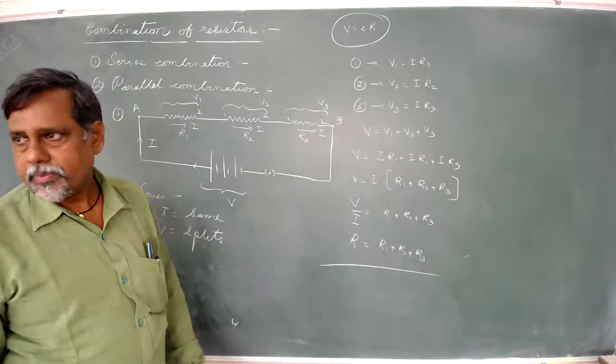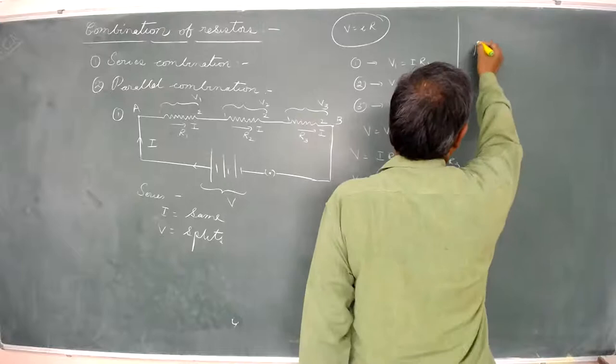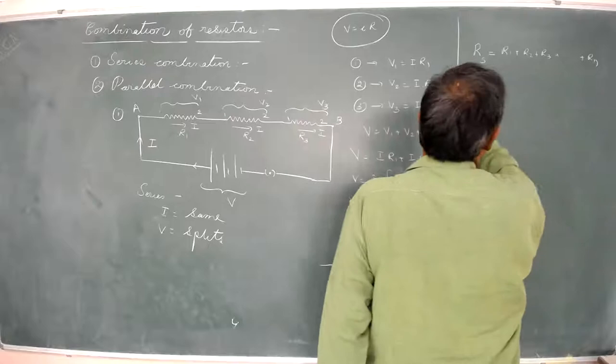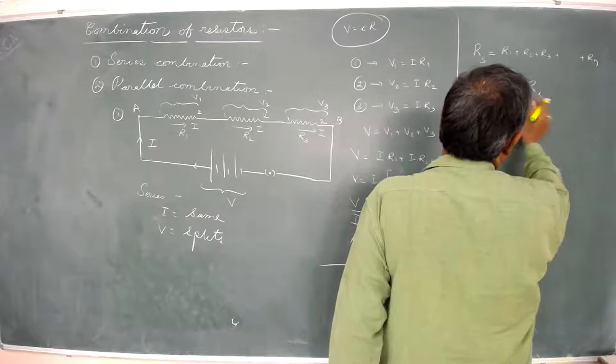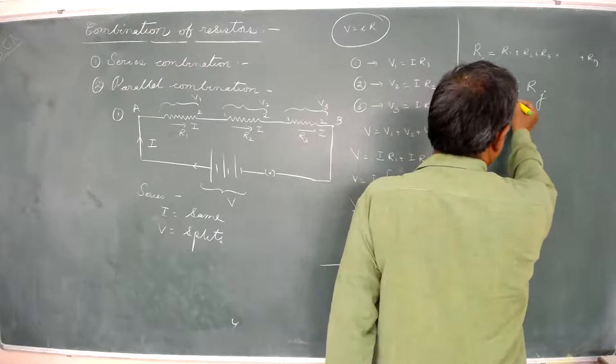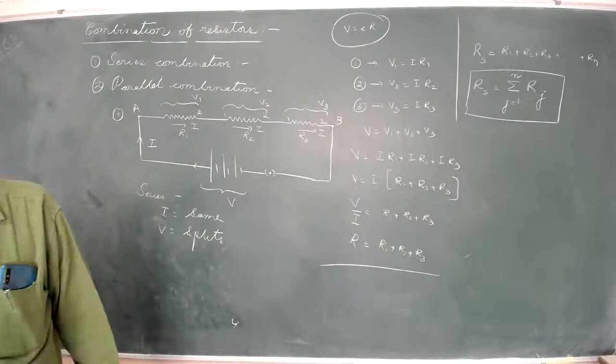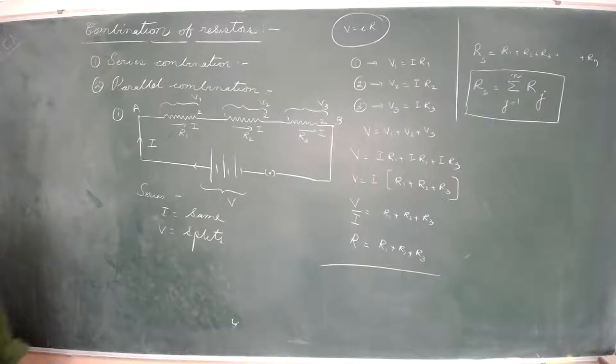If a number of resistors are connected in series combination, then how do you write the effective or series resistance? It becomes R1 plus R2 plus R3 and so on up to Rn. This is the summation, sigma of Rj, because today we are using I for electric current, where j takes the values from 1 to n. So that is the summation. Please make note of it. This is the series combination.